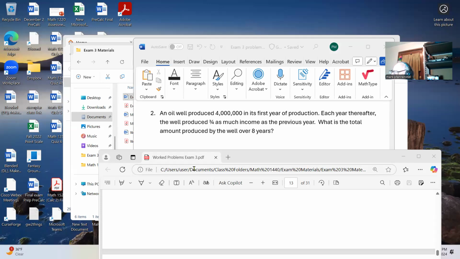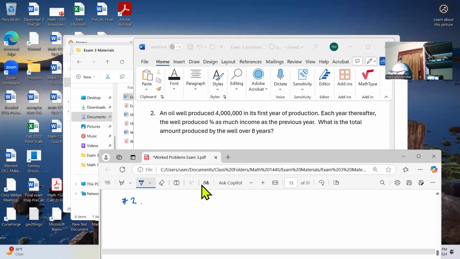I'm going to take a look at problem number 2 here on the pretest. Just reading this off to us, it says an oil well produced $4 million in its first year of production. Each year thereafter, the well produced three-fourths as much income in the previous year. What is the total amount produced by the well over 8 years?